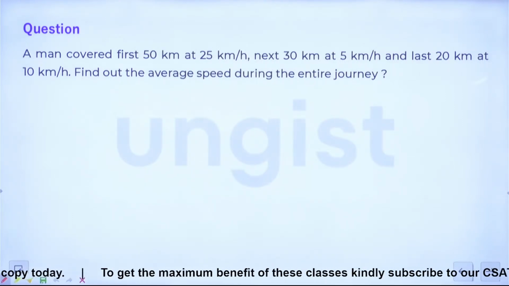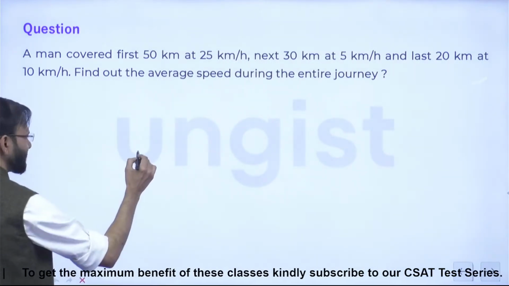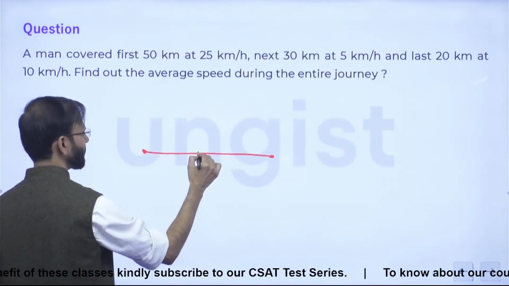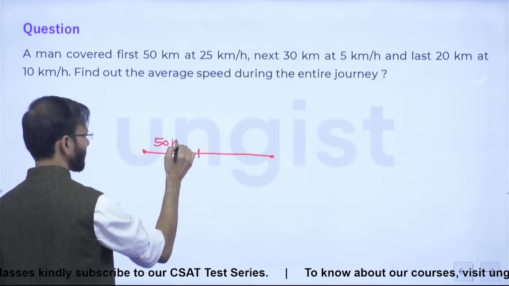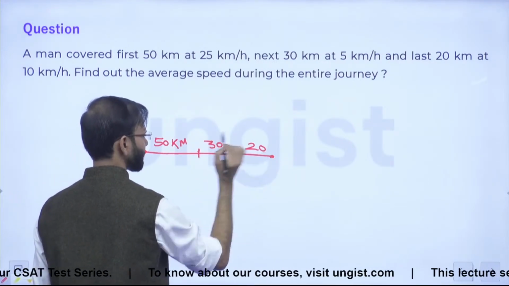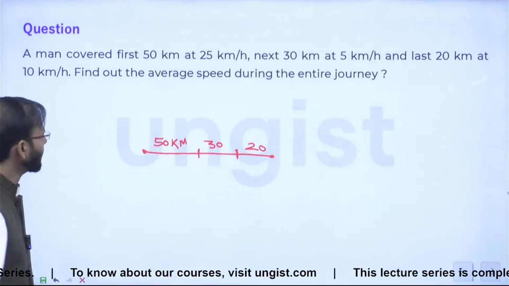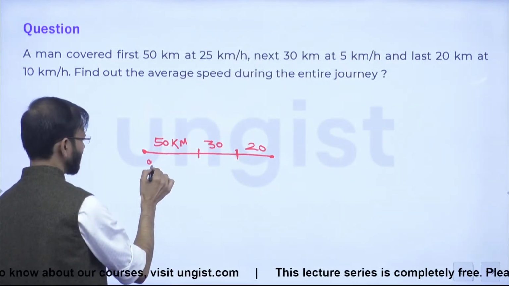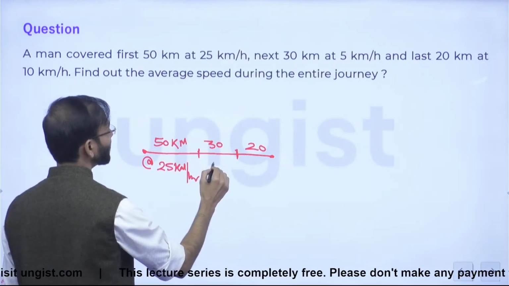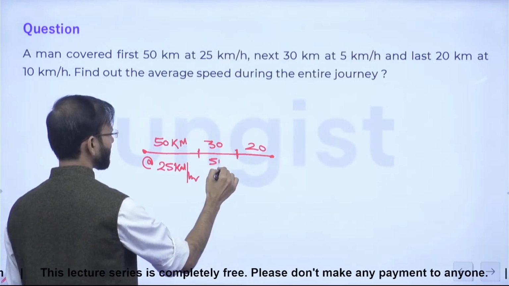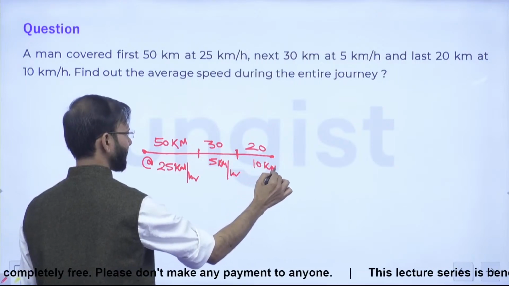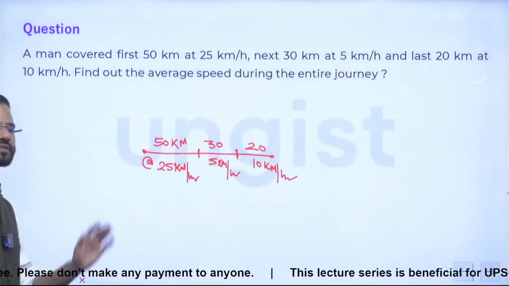Yes. So all of you just look at the question and think about it. For example, first 50 kilometers and then 30 kilometers and then 20 kilometers. Correct? Right? After that, speed 25 km per hour, 5 km per hour and 10 km per hour. Everyone, just look at this, right?